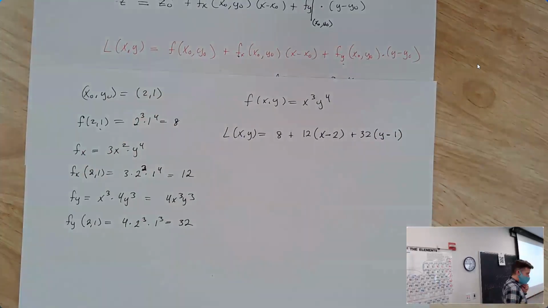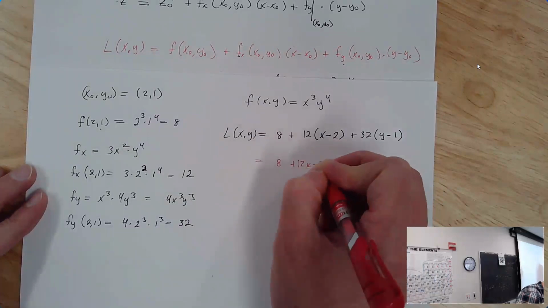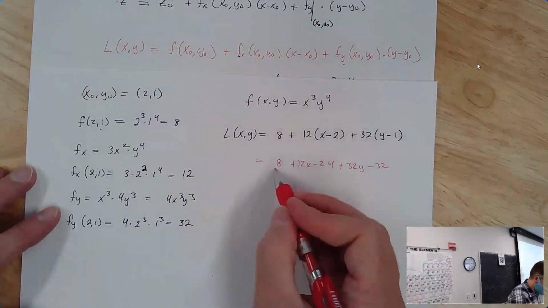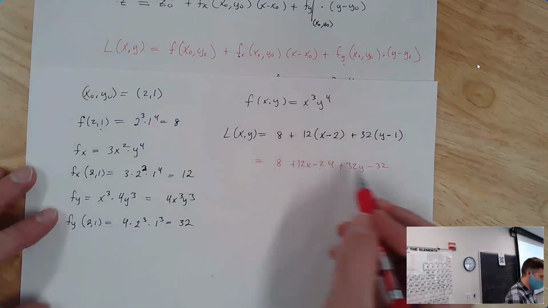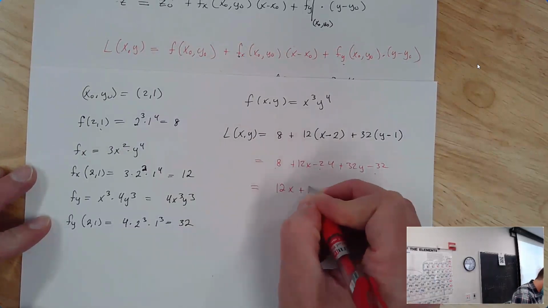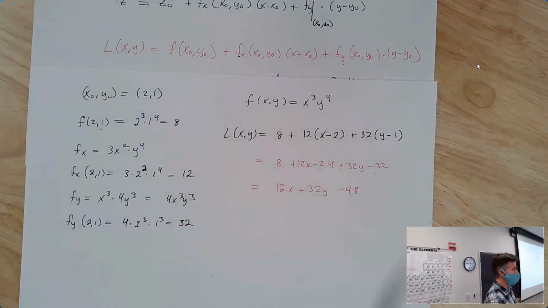Now, here's what I'll say about this. People have a tendency to want to simplify this. We could totally simplify this, but what I'll point out is you're not actually simplifying it. If you take the time to do this and say, okay, I got 8 plus 12x minus 24 plus 32y minus 32, and then 8 minus 24 is negative 16, minus 32 is negative 48, you're wasting your time. Maybe not entirely. Maybe someone is asking you to do this. But you're wasting your time in the context of what we're being asked.